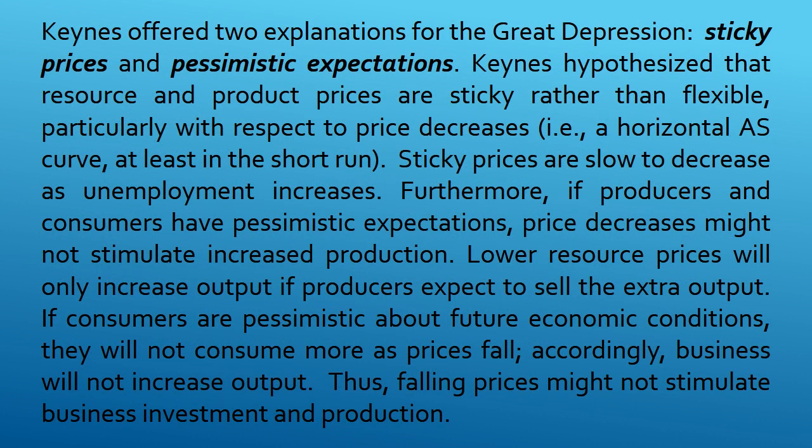Keynes offered two explanations for the Great Depression: sticky prices and pessimistic expectations. Keynes hypothesized that resource and product prices are sticky rather than flexible, particularly with respect to price decreases, that is, a horizontal S-curve, at least in the short run. Sticky prices are slow to decrease as unemployment increases.